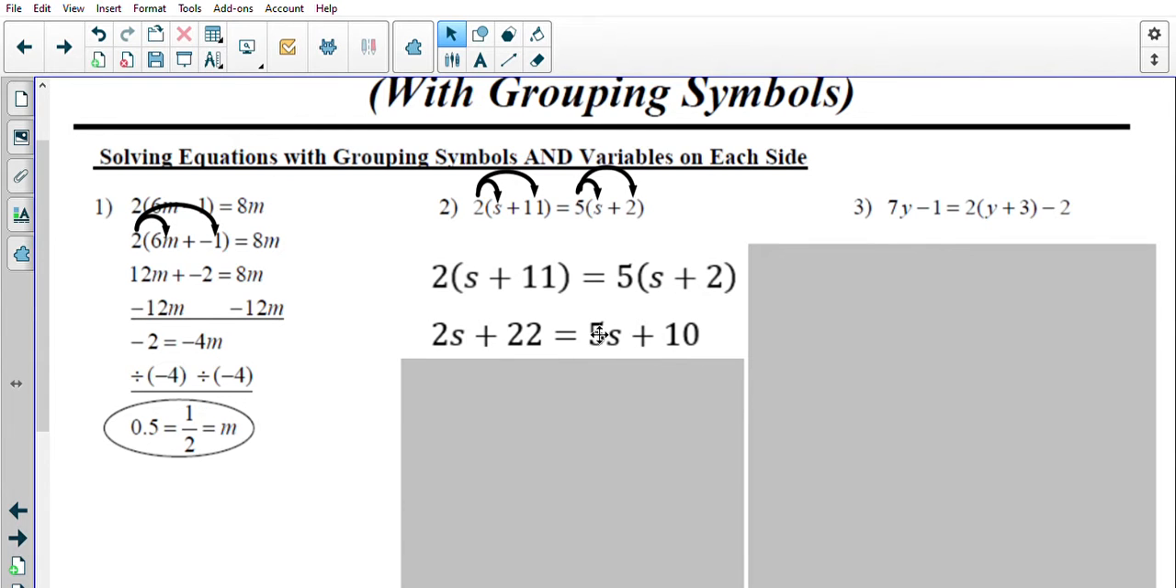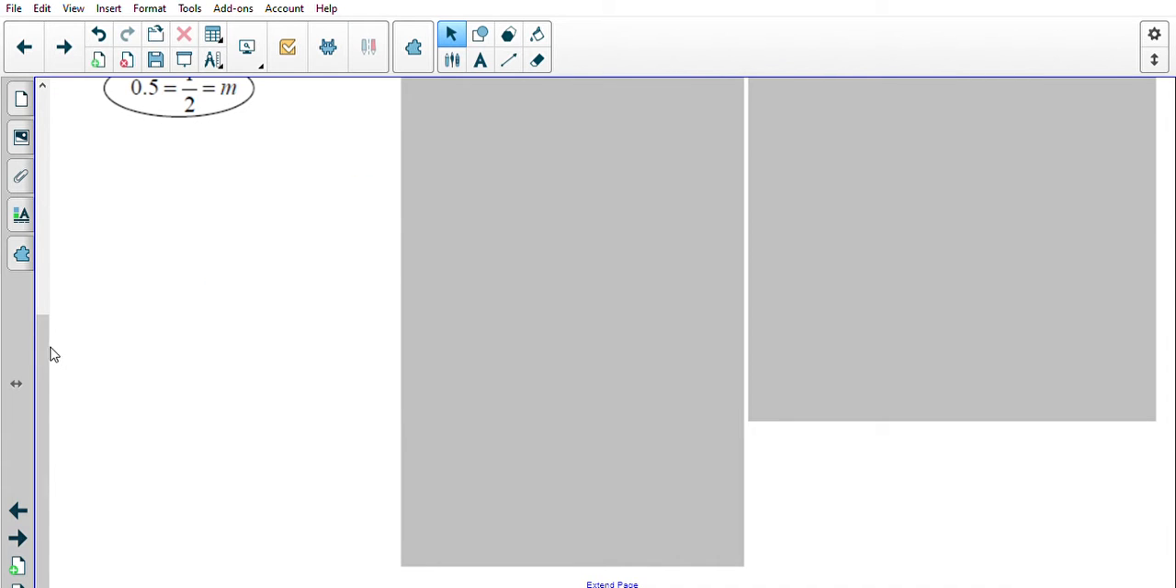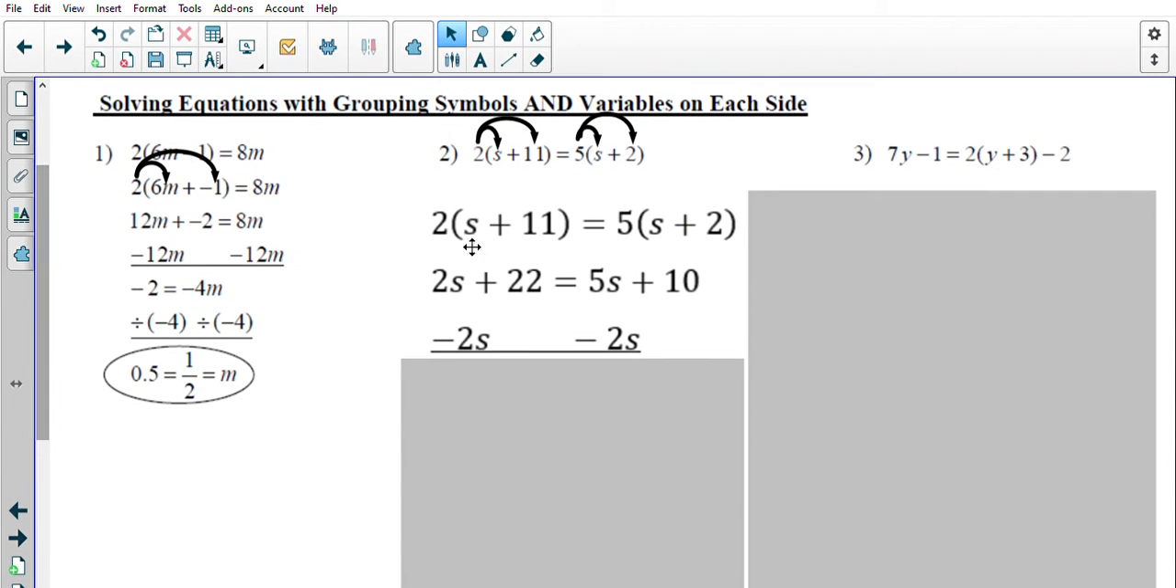Now, at this point, we just have an equation with variables on both sides. So let's follow the steps we did in our last lesson. We've got a 2s and a 5s. 2s is smaller, so I suggest you move that to the other side. Since it's positive, we're going to subtract 2s from both sides. That will get us 22 equals 5s minus 2s, which is 3s, plus 10.